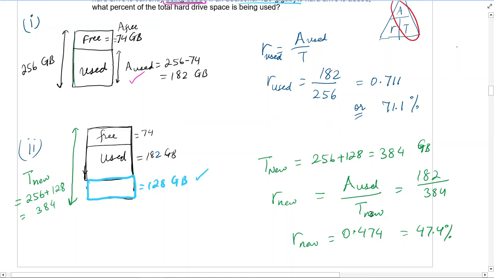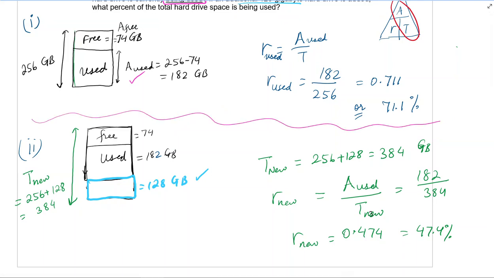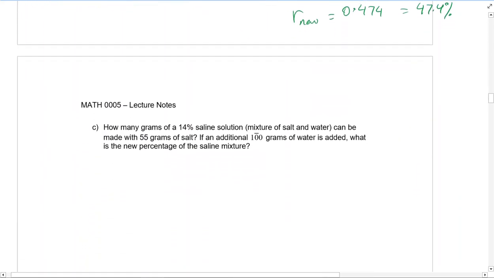So we had two parts of this question. We will have some similar problems in the homework assignment on Mobius. Alright, so we'll do a few more word problems. You guys can try part C.